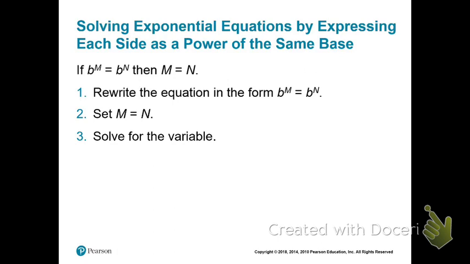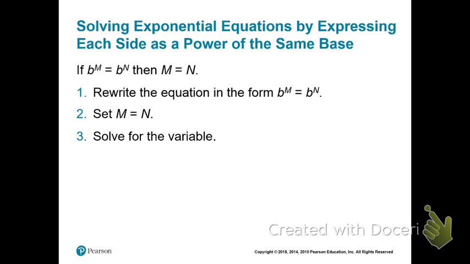All right, so solving exponential equations by expressing each side as a power of the same base. It says if b to the m is equal to b to the n, then m equals n. So first thing we're going to do is rewrite the equation in the form of b to the m equals b to the n, set the exponents equal to each other, and solve for the variable.